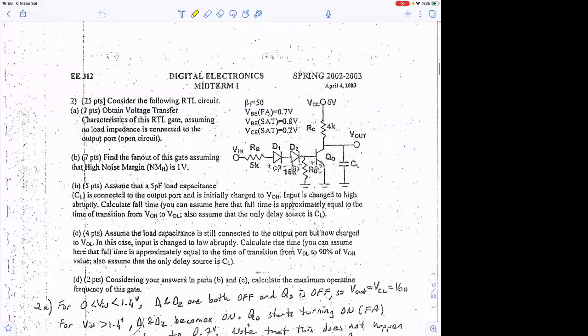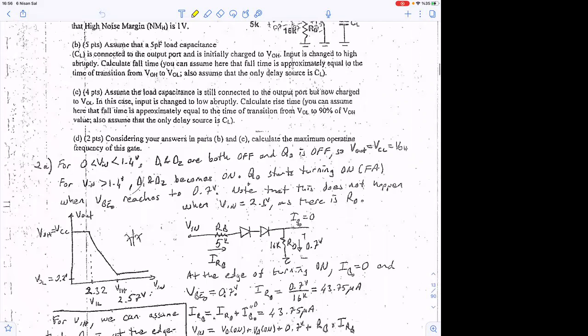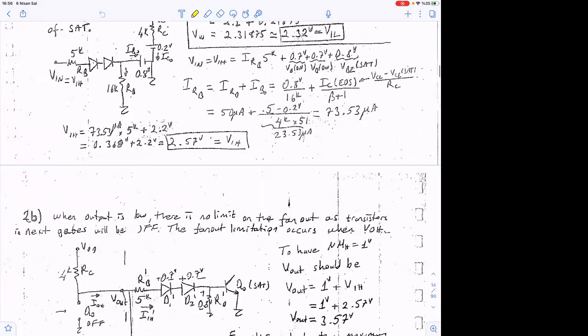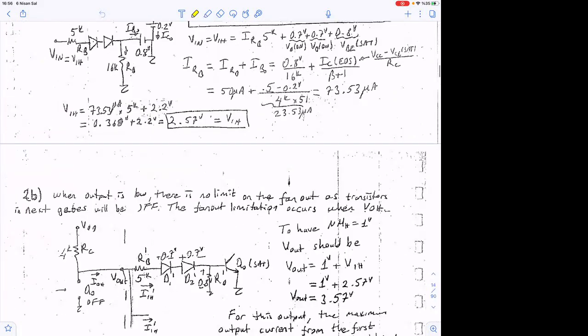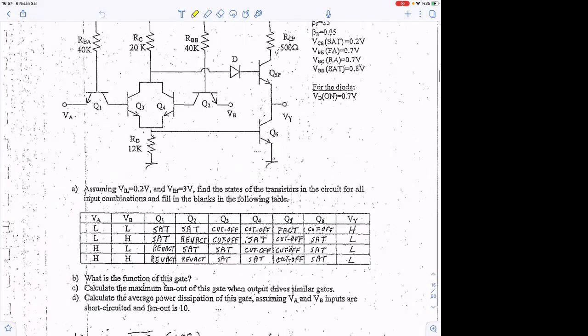There's an example here about an RTL. So what do you want to do? Which circuit do you want me to solve? An RTL or these kind of things? This is interesting.